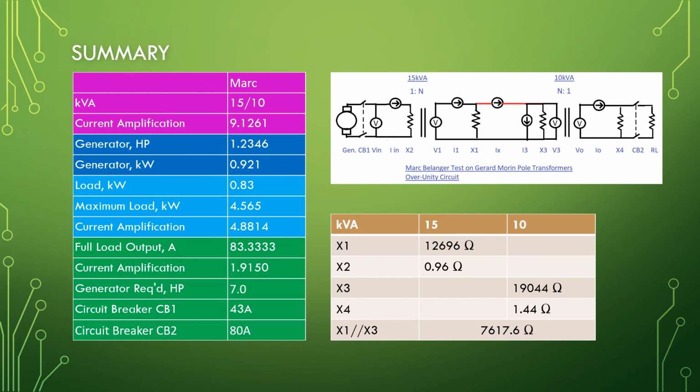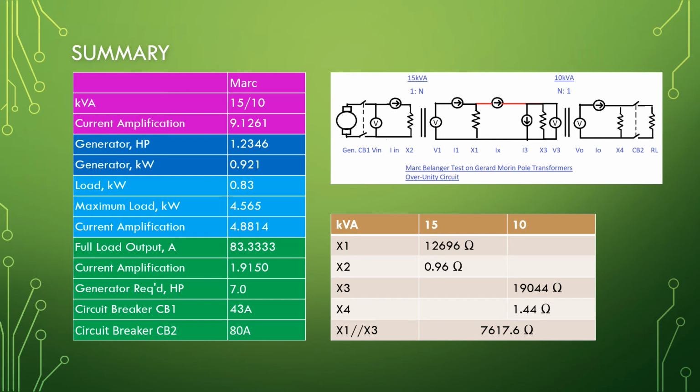Summary: the Marc Belanger test pole transformer combination was 15 kVA to 10 kVA. Current amplification 9.1261. Generator 1.2346 horsepower. Generator 0.921 kilowatt. Load 0.83 kilowatt. Maximum load 4.565 kilowatt.